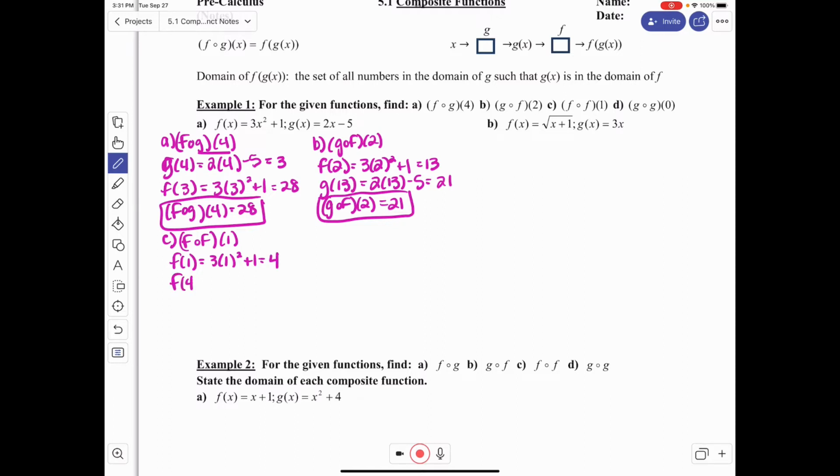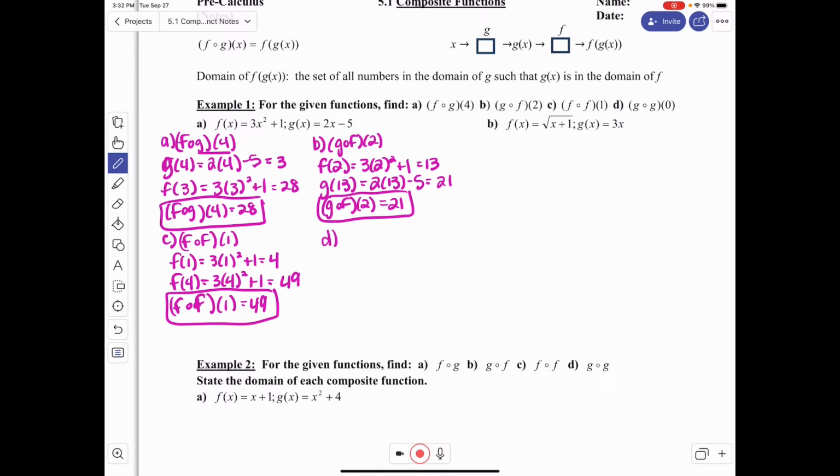And we're going to plug 4 into the f function. We're going to use the f function again. So 3 times 4 squared plus 1. 4 squared is 16, and 16 times 3 plus 1 gives us 49. So f of f of 1 equals 49.